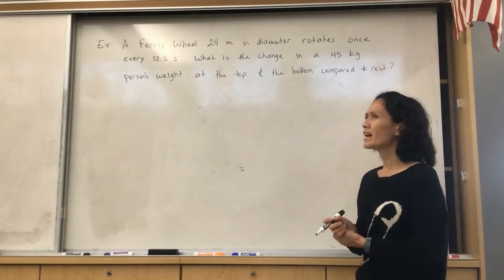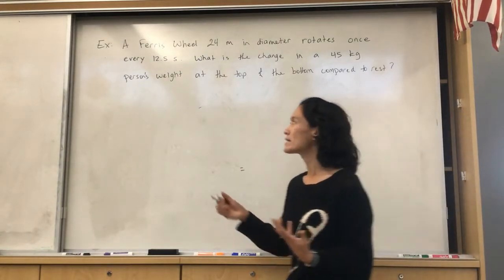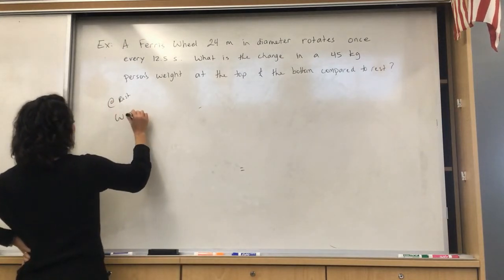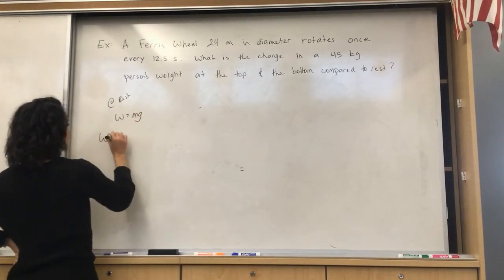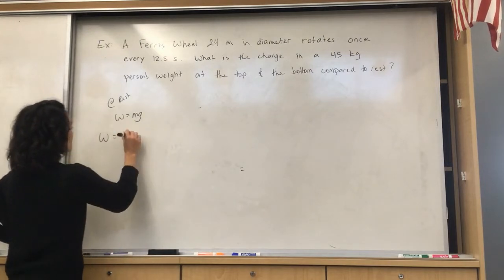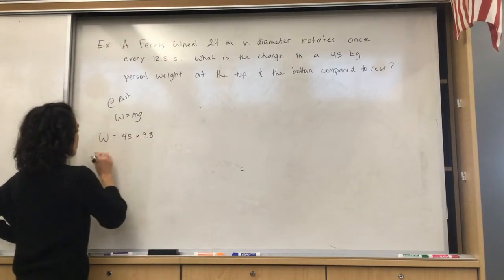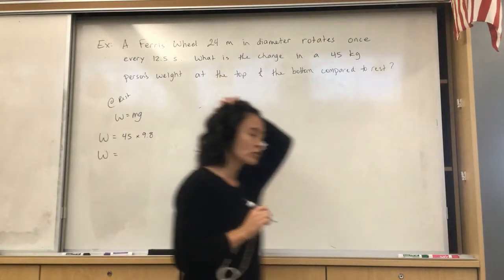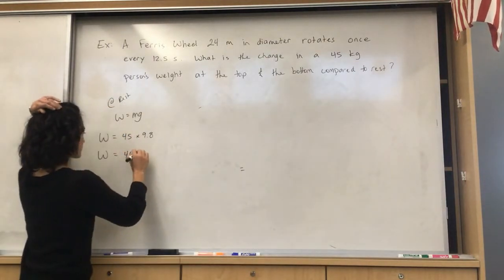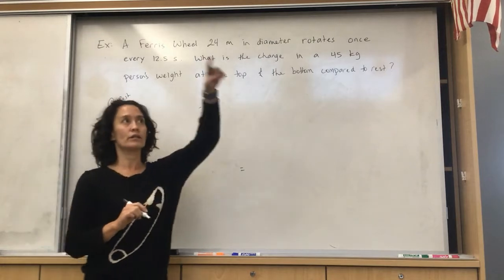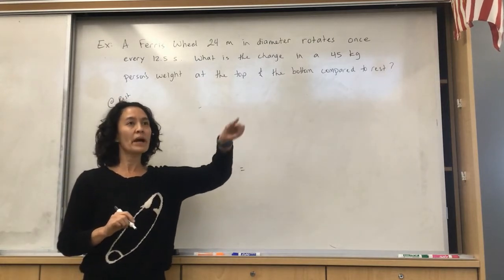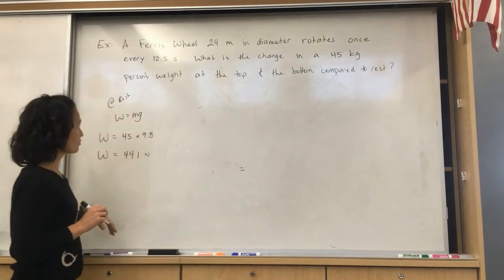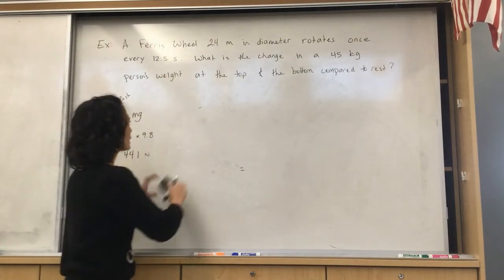Okay, so compared to at rest, when the person's at rest their weight is just equal to mg, right? So at rest, 45 kilograms times 9.8. At rest, their weight is 441 newtons. And as they go in this Ferris wheel, that apparent weight, or what they feel is their normal, changes.